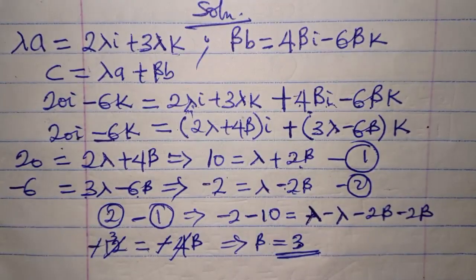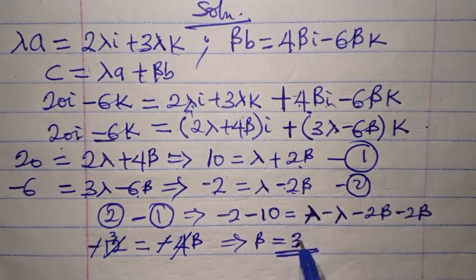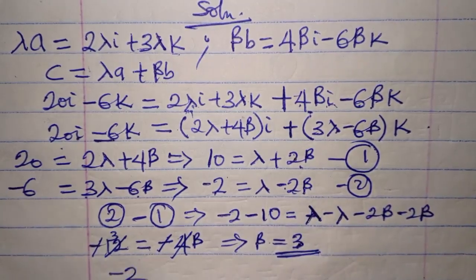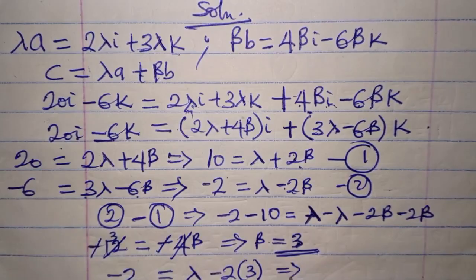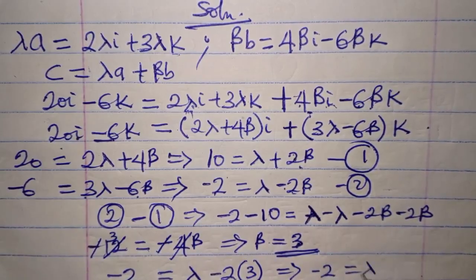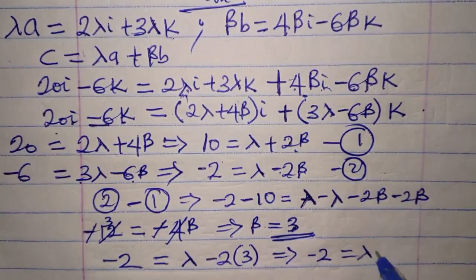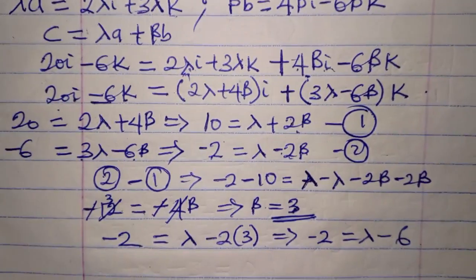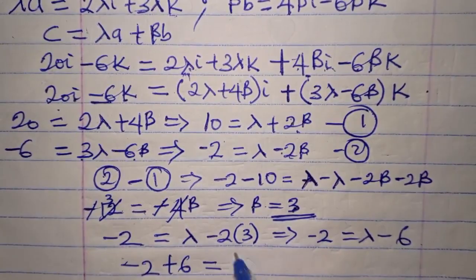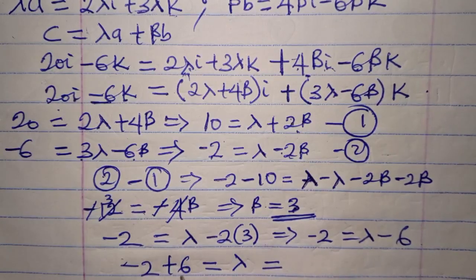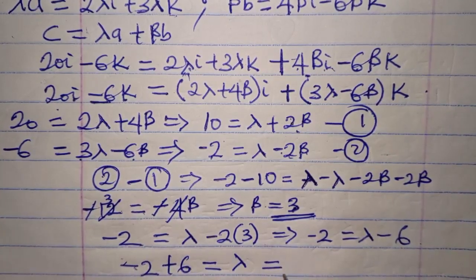So into equation 2, for example, in place of beta here, we're going to write 3. So minus 2 is equal to lambda minus 2 times 3, right? We have minus 2 equal to lambda minus 6. So minus 2 plus 6 is equal to lambda. And what does this mean? Minus 2 plus 6 is 4. So lambda is equal to 4.